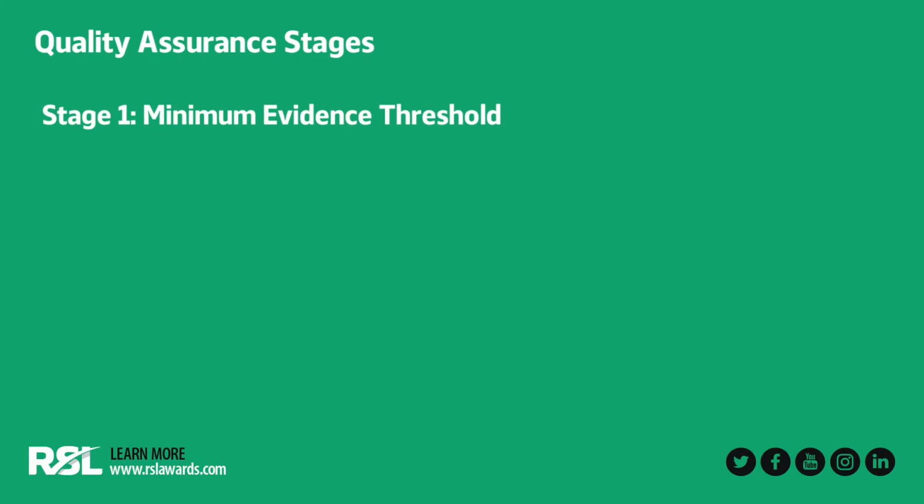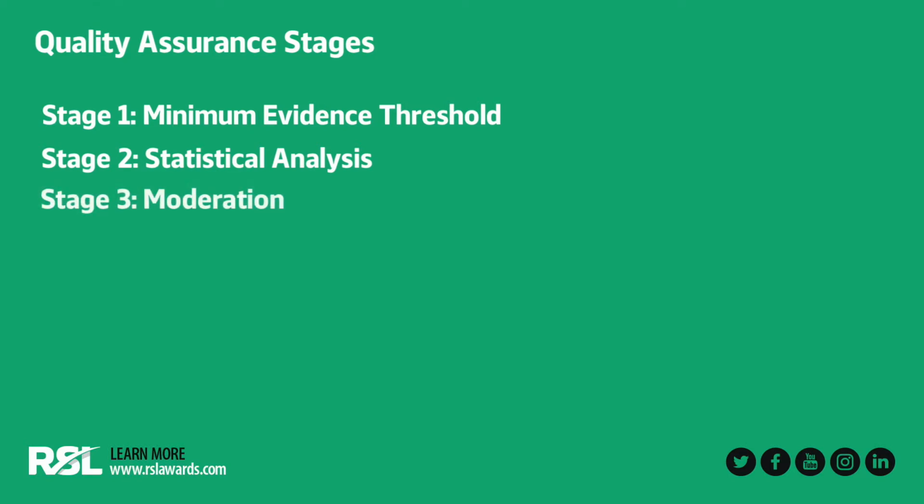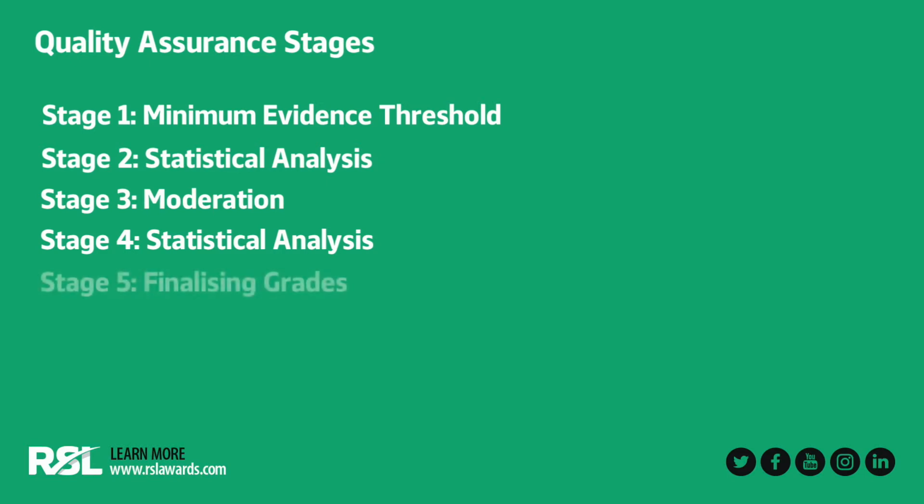Stage 1, where a check of the minimum evidence threshold will be carried out by RSL. Stage 2, where RSL will conduct a statistical analysis of all the grades submitted. Stage 3, where RSL will request samples of learner work for moderation where necessary. Stage 4, where RSL will carry out a statistical analysis of the provisional grades for 2020-2021. And finally, Stage 5, where RSL will finalise the provisional grades and release validated results to centres.